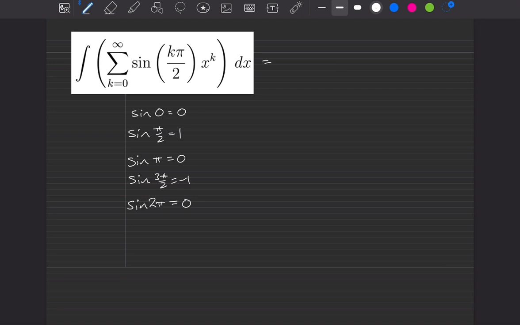So our integral will now be, when we have an even power, it's just going to be 0. And when we have an odd power, it's going to alternate between positive and negative. So we're going to get x minus x cubed plus x to the 5 minus x to the 7, etc. This then we can evaluate nice and simple. This will give us x squared on 2 minus x to the 4 on 4 plus x to the 6 on 6 minus x to the 8 on 8, etc.